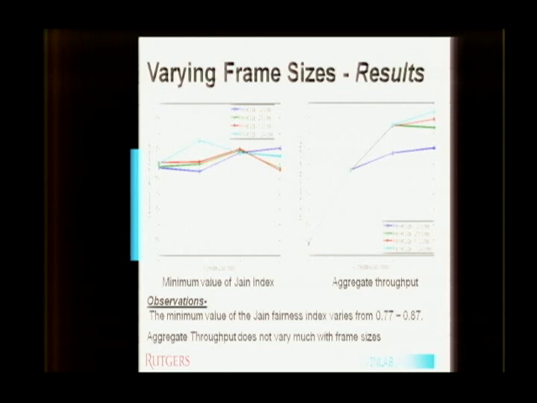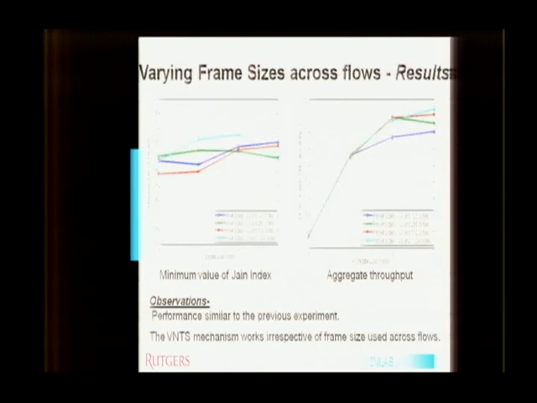What is the frequency of link adaptation? Sorry? What is the frequency of? The frequency of link adaptation is around 200 frames, once every 200 frames. If you change the packet size, right, and if you do it every 200 frames, right, then you are actually affecting the link adaptation, and therefore you might see such throughput. Right. Yeah. So that is what we're trying to say over here. Having established this, we can say that the VNTS mechanism works irrespective of the frame size that is used across the flows.